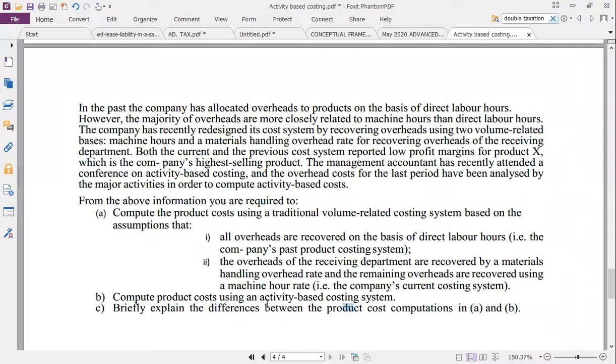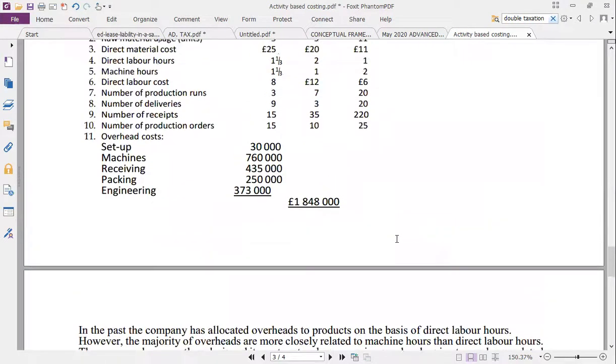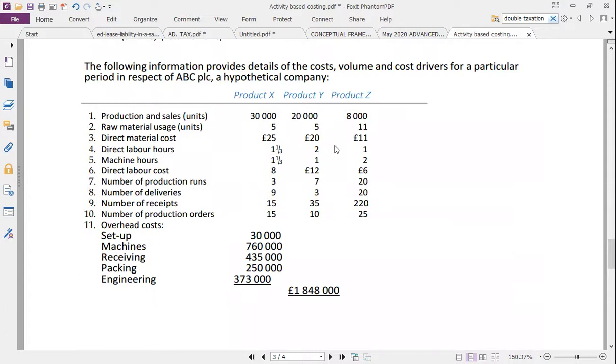Then B, compute the product cost using an activity-based costing system. Then C, briefly explain the differences between the product cost computation in A and B above. So you have all the information here. Production and sales units, 28,000. Raw material, direct material cost, direct labor hours, all of them are in there. So kindly try this. Then let me have the solution. If you have any question, kindly ask.